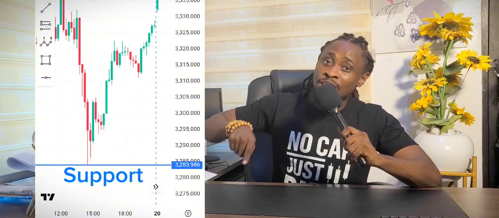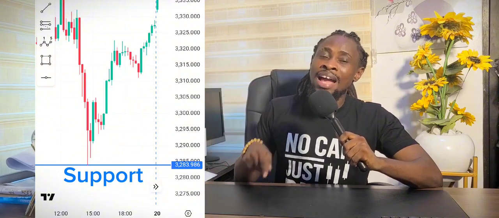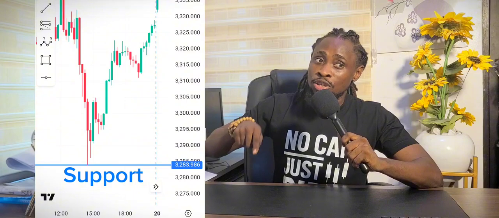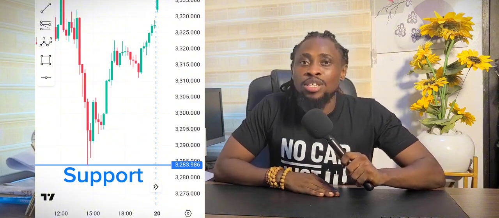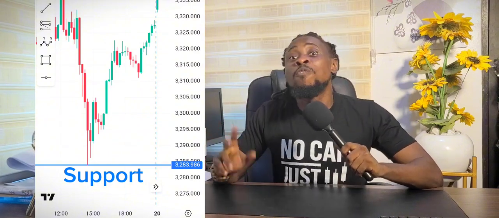And when price is coming down, and it gets to a point, it now turns and starts going up. That is, red candles form, and then the red candles stop, and then the price starts going up, forming green candles. That point is called support. These are the basic concepts of forex trading: support and resistance.